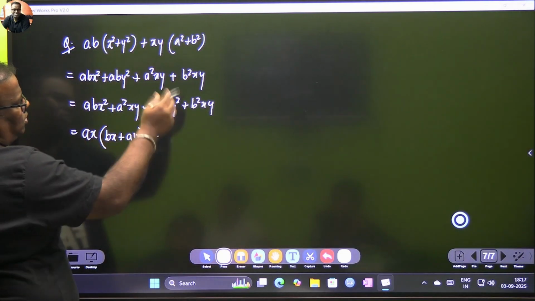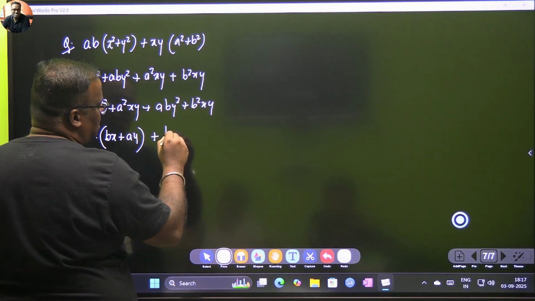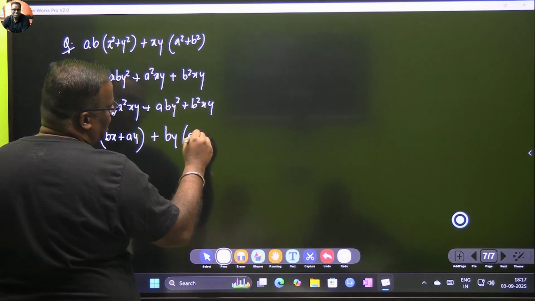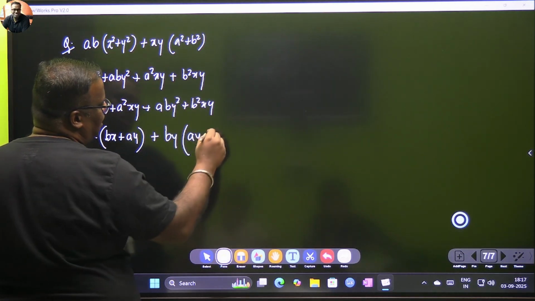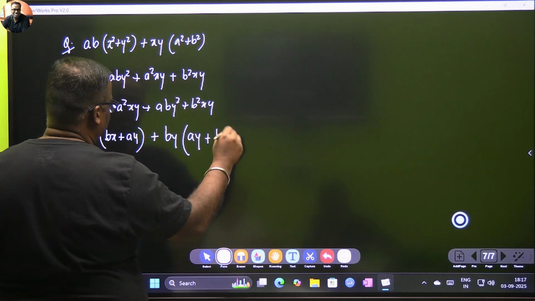b we can take common and y we can take common. So we take a b and a y. I am left with a, a y. And out here, what is there? There's a bx.